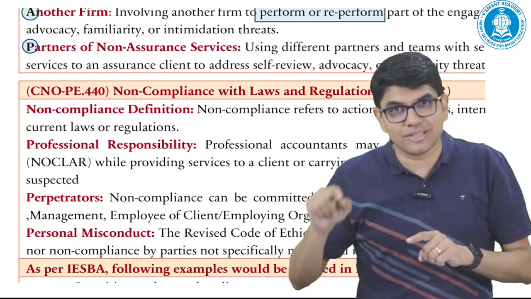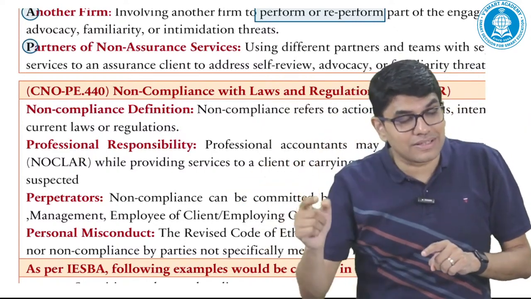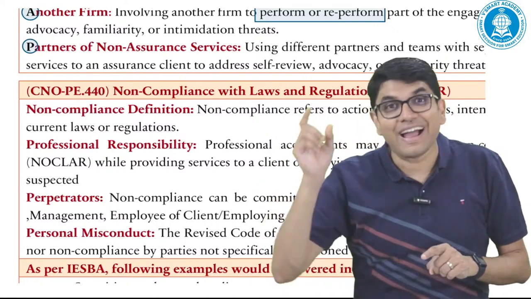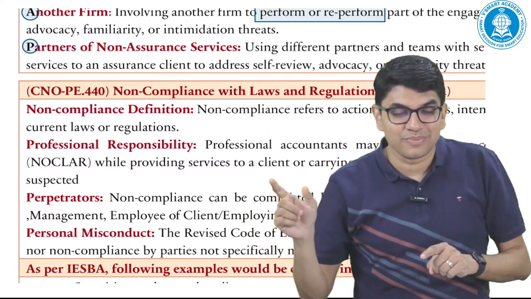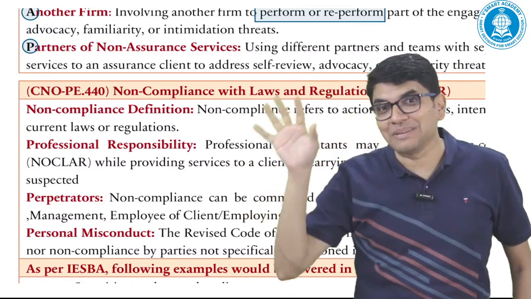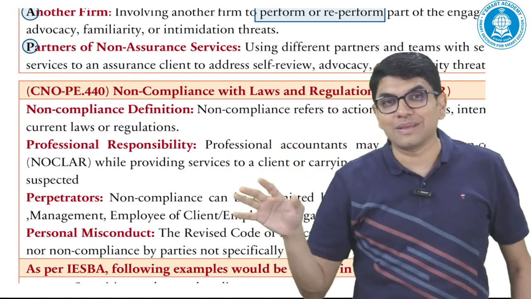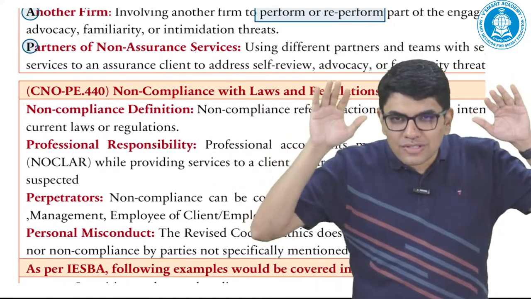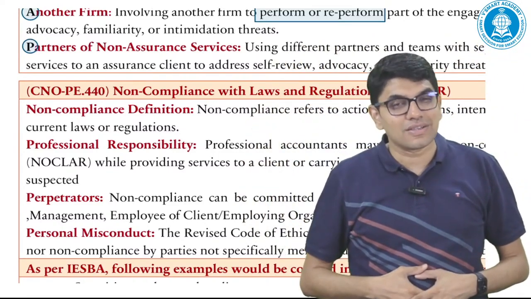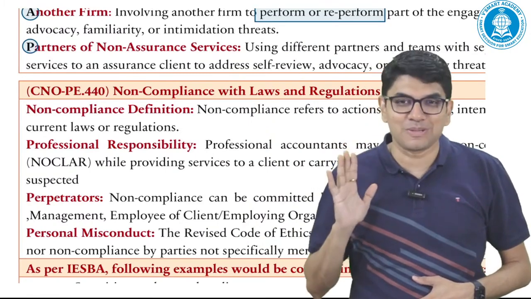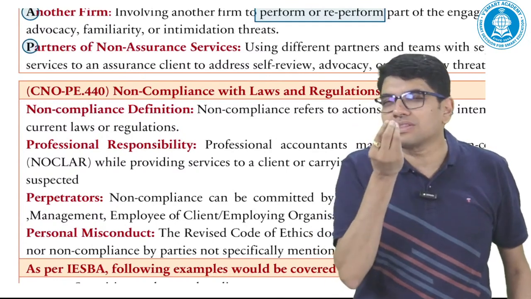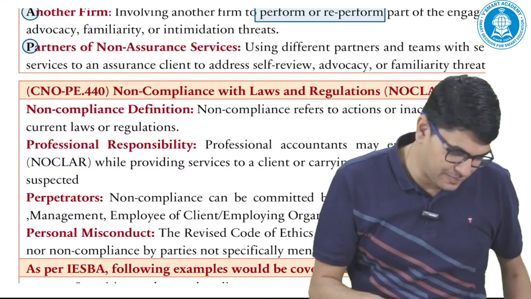For non-assurance services, like tax advisory, like legal advisory, have different team, okay? Have different partner and team. So using different partner and team again reduces the situation of conflict of interest and reduces the chances of compromising with the fundamental principles. So these are beautiful safeguards, wonderfully well thought. These are small things which can reduce the threat levels.